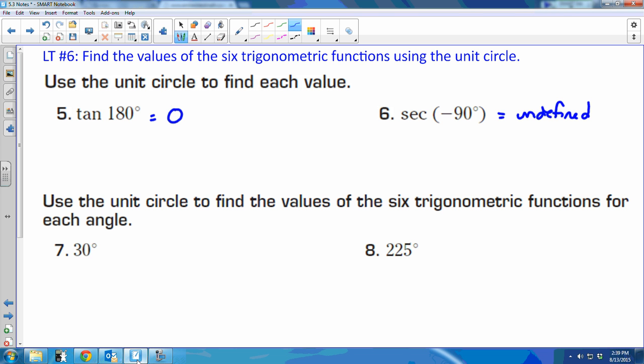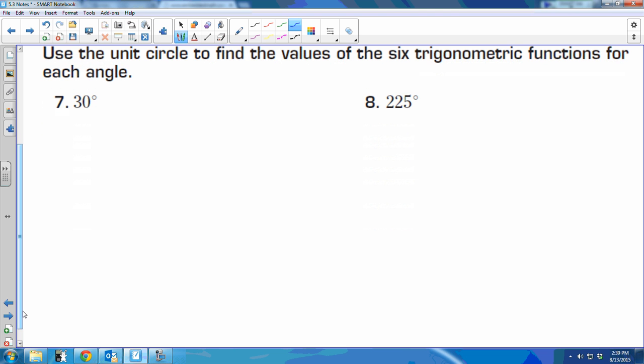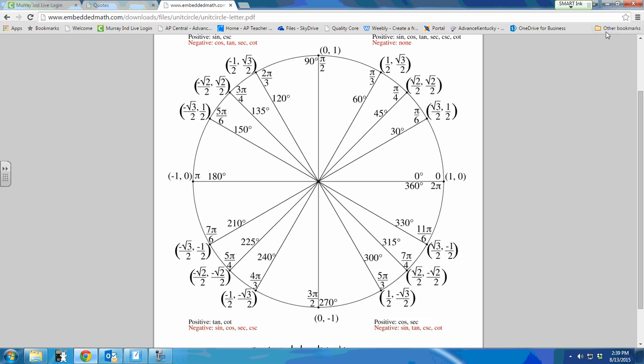Okay? Now the other two examples, we're going to find all six trig functions using the unit circle. So the first, I'm just going to write them on the other screen. I'm just looking for degrees. So here is 30 degrees, all the information that we need.